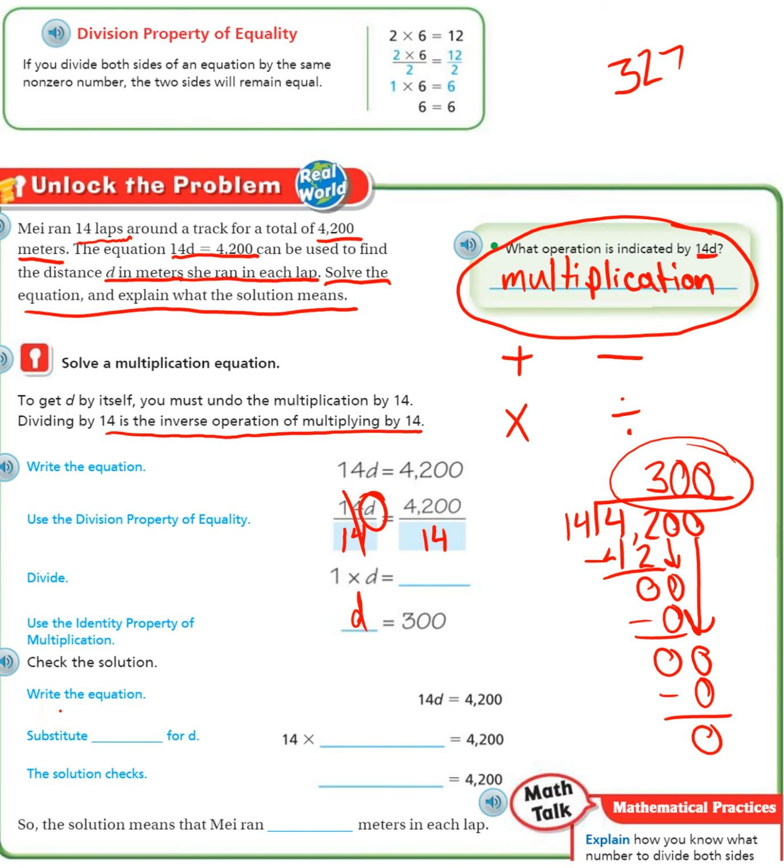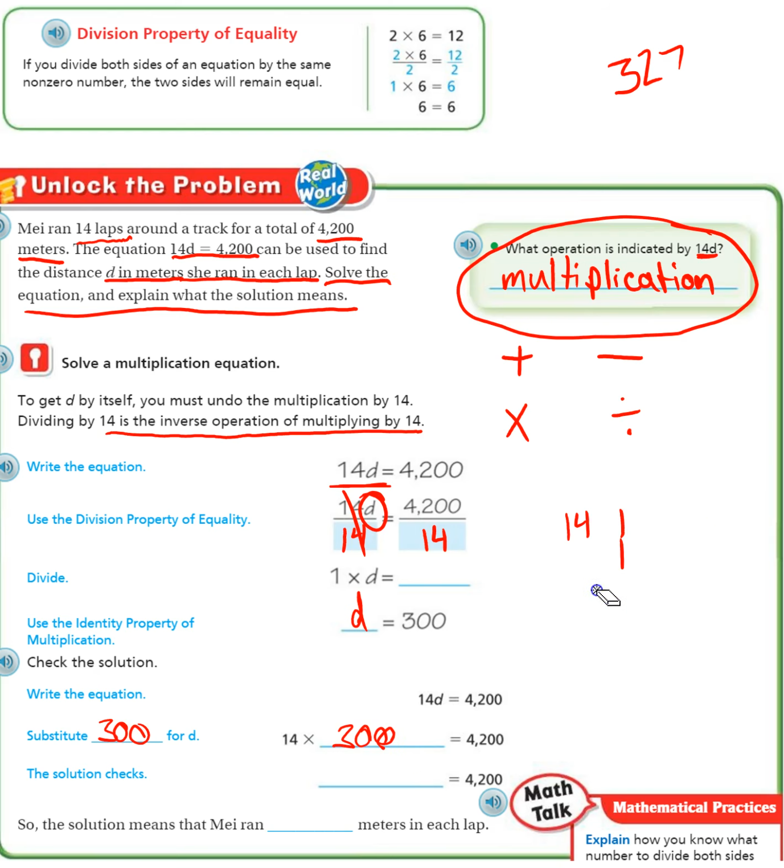Okay, now let's check this. We think d is 300. Well, to check it, I just write the equation and I substitute 300 in for the d. So instead of 14 times d, I do 14 times what I think d is, which is 300. And then I check 14 times 300. Let's do that math and check it.